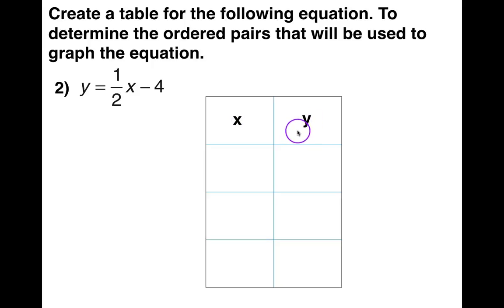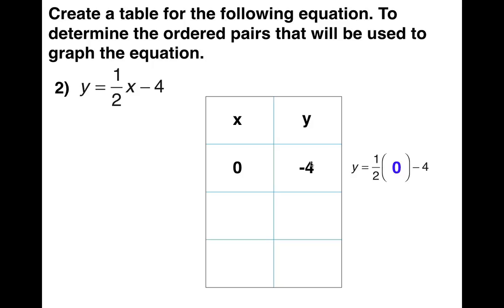First things first, you want to pick the easiest number possible, and that number is 0. You're going to take this equation and rewrite it so that you have parentheses in for x. So that's what I have here. Now, since x equals 0, I'm going to take 0 and plug it in the parentheses. So y equals 1/2 times 0, which is 0, minus 4, which is negative 4.